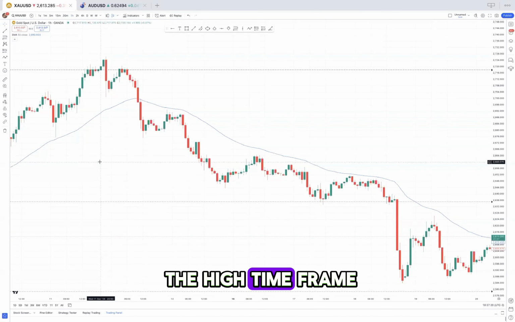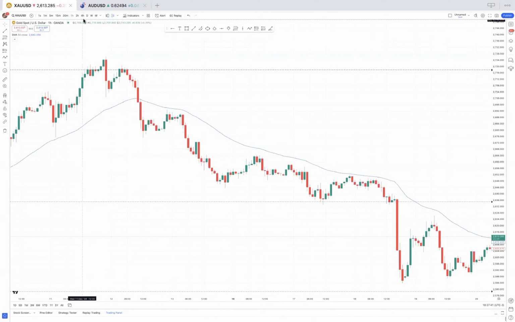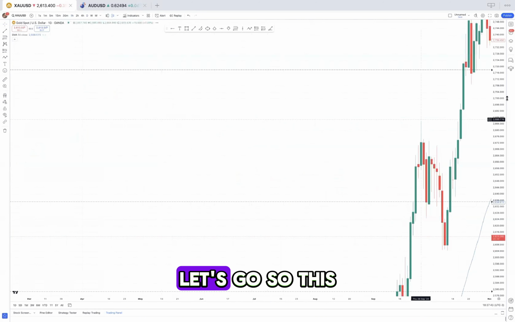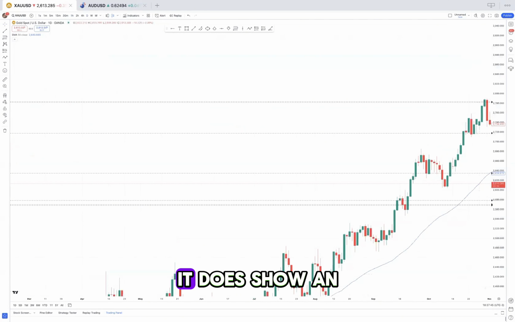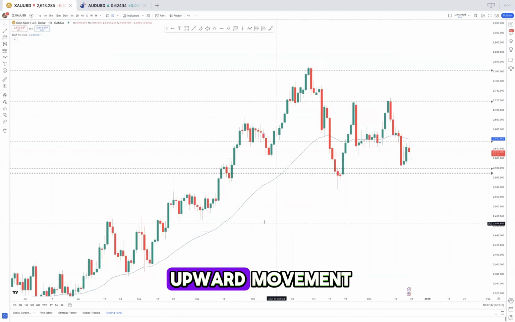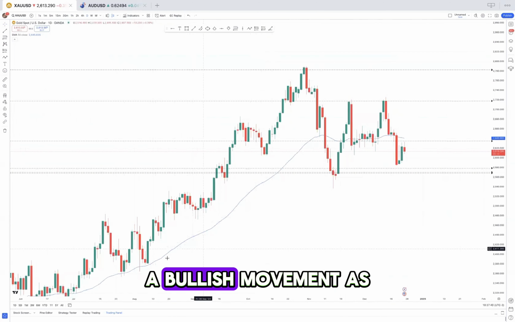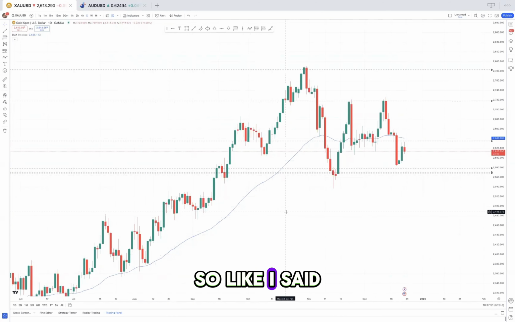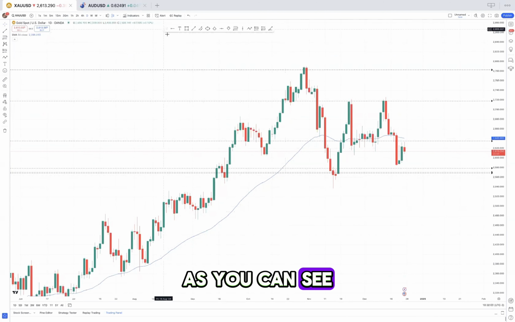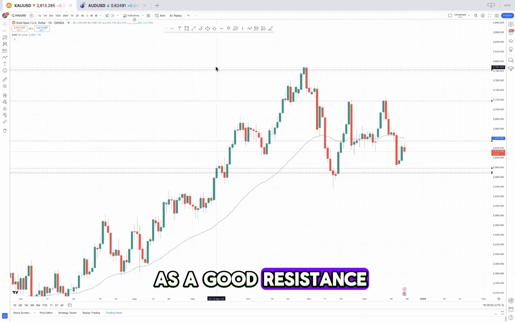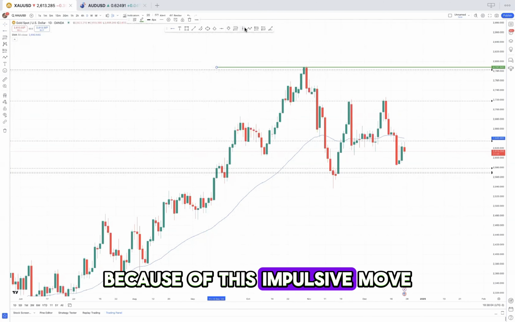So let's go with the first criteria. We'll start from the higher time frame. Let's go to the daily time frame. Map it from the daily time frame, guys. Let's go. So this is good. It has shown upward movement, a bullish movement, as you can see. So like I said, if price has caused an impulsive move, you can also map that area, because whenever price gets to that area, it will also cause that same move. As you can see, we can map this as a good resistance because of this impulsive move.